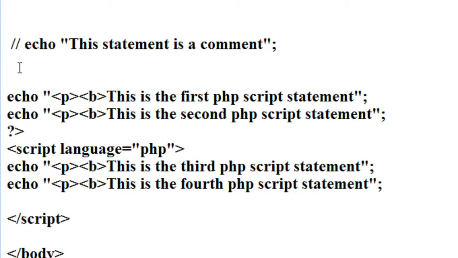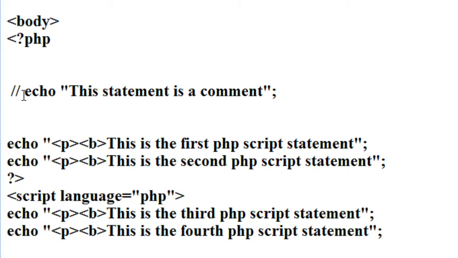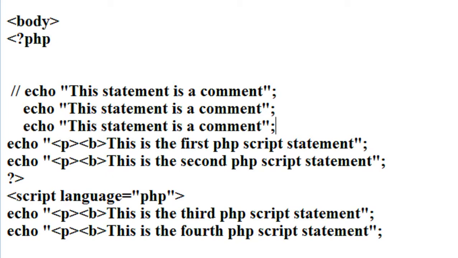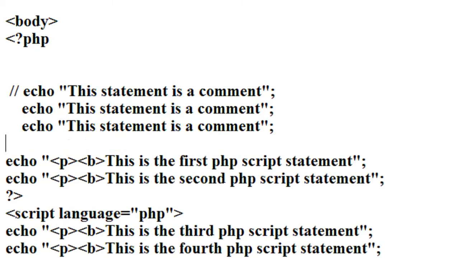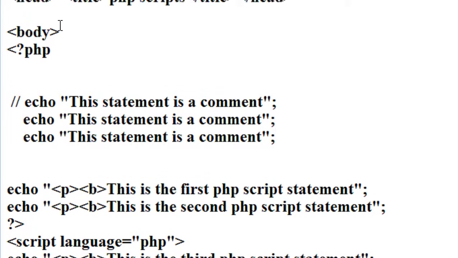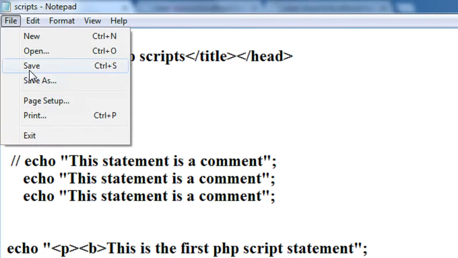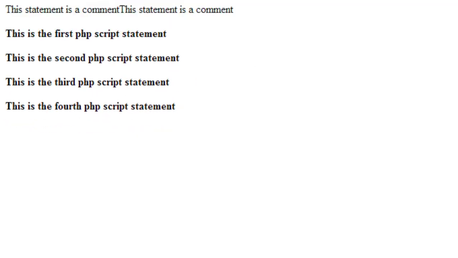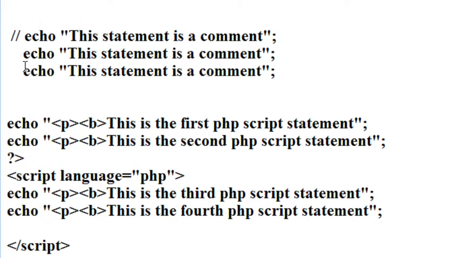Now I am going to create another statement here. I create two more comments here using the echo statement. Now I am going to make this paragraph a comment. So again I save it. Now open up the browser. You can see that two statements are available, because I have not made those two statements a comment.